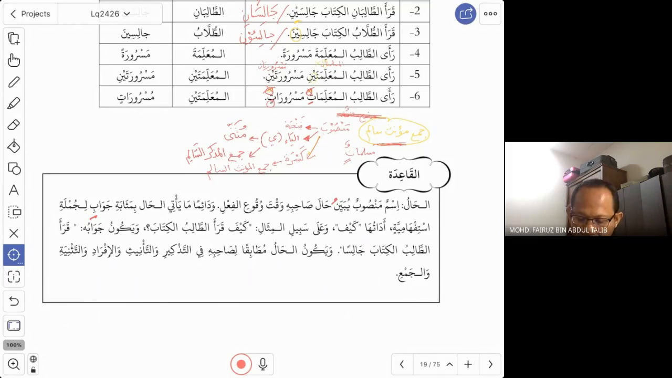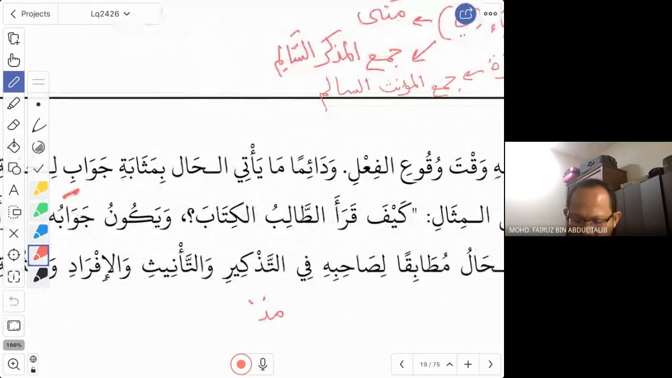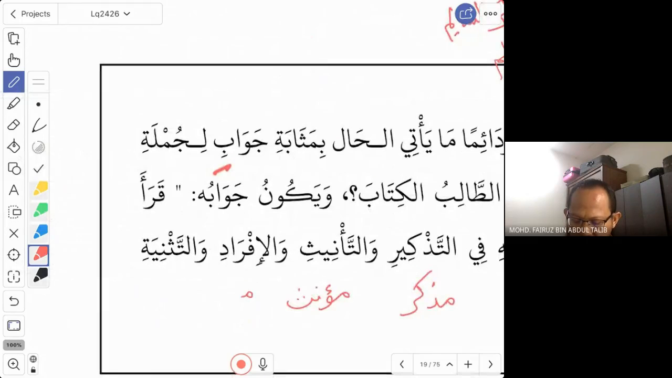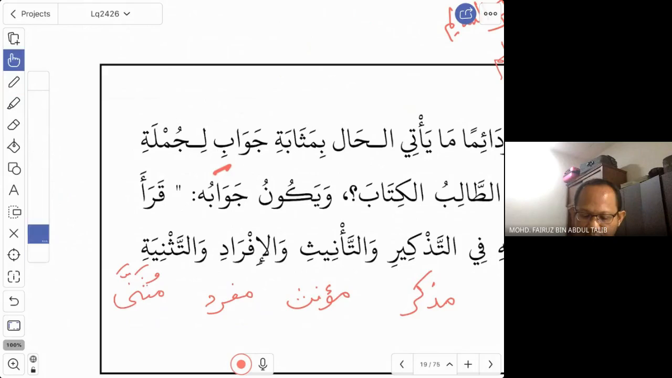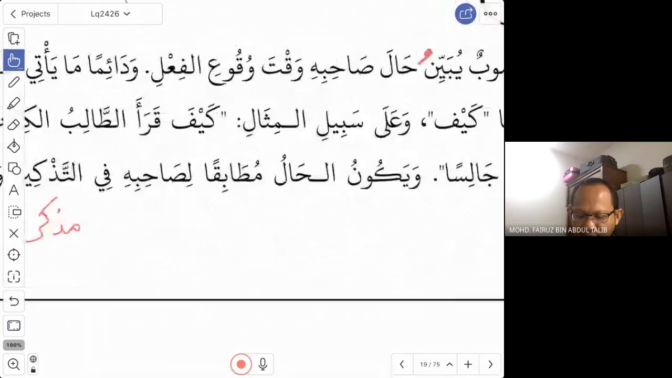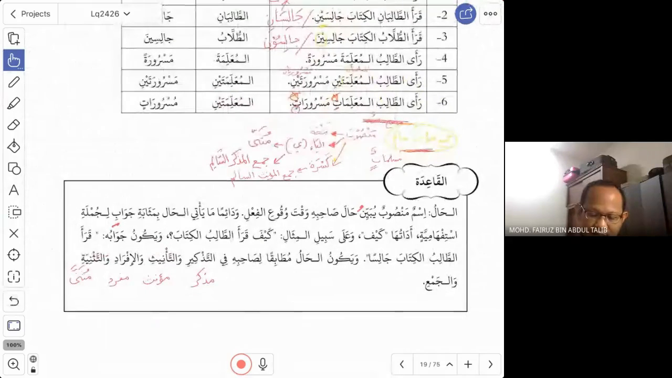So we repeat. Hal must agree with the sahib, its owner, in terms of tazkir, another term we use to refer to muzakkar. Ta'nis is another term we use to refer to mu'annas. Ifrad is another word we use to refer to mufrad, and tasniyah is another word we use to refer to musanna. And for jama', they use the same word jama'. So that is the qa'idah li darsi al-hal.